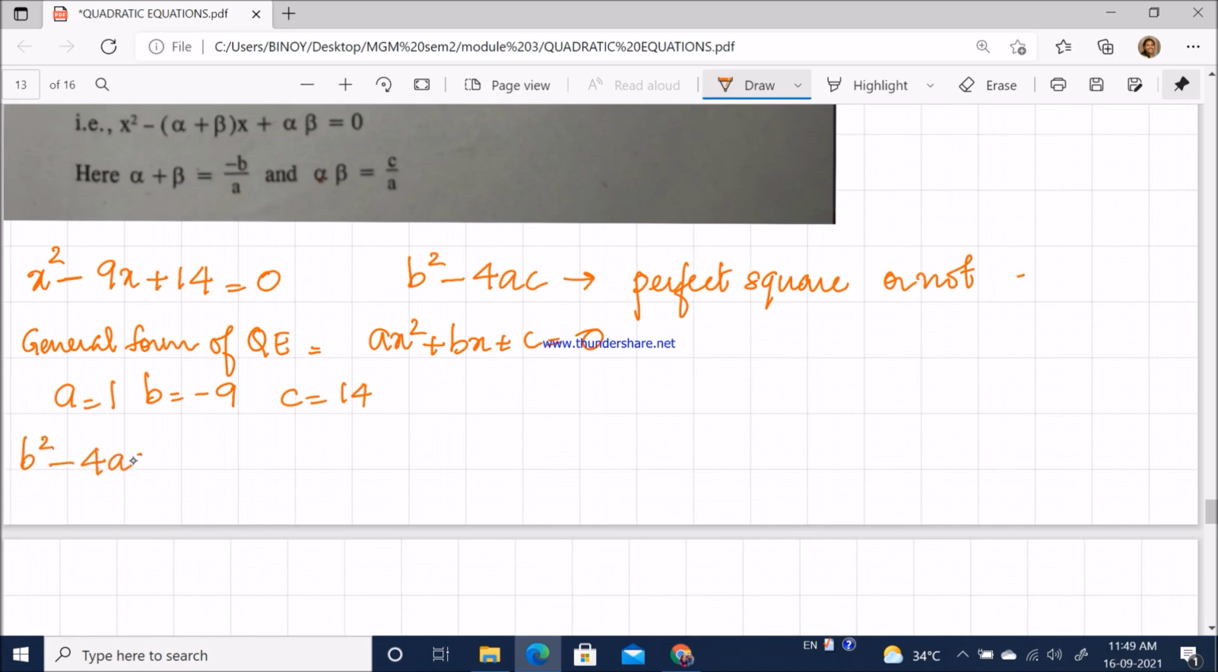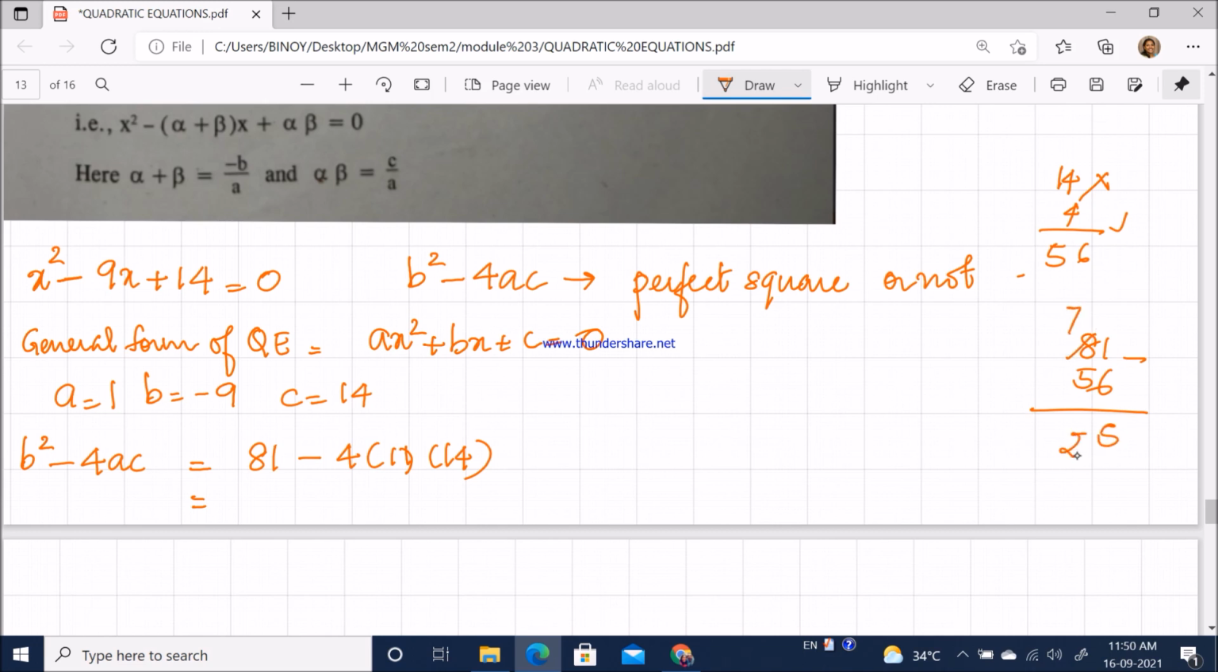So b square is 81 minus 4 into 1 into 14. 14 into 4 is 56. So 81 minus 56 is 25. So 25 is a perfect square.